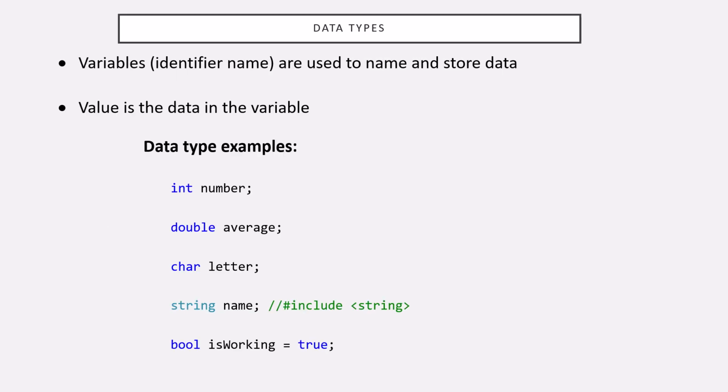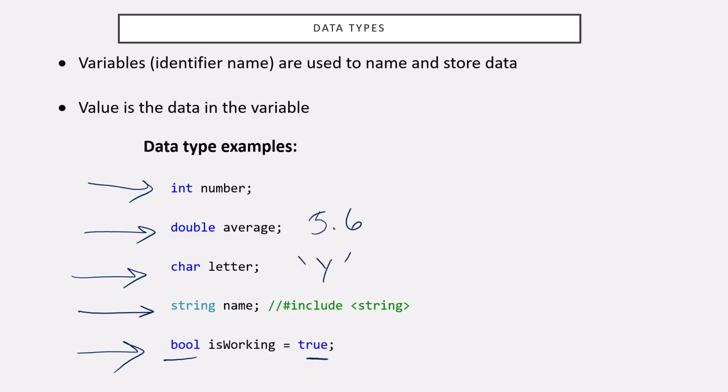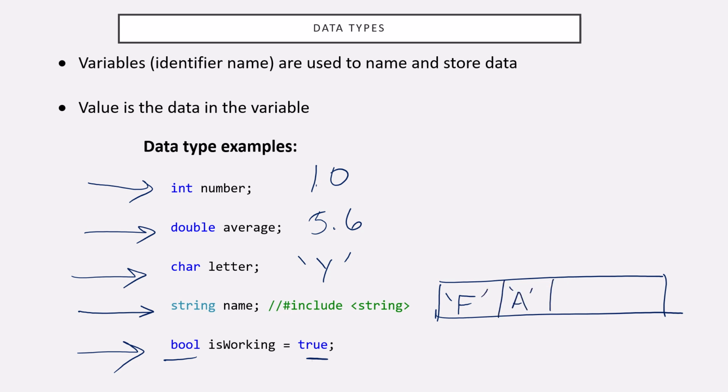And so these again are examples. This is an integer, a double, a character, a string, which is a character array, and the bool type. So this would be your data type. This is saying that it's true. Bools have only two values, true or false. This would be a letter, could be the letter Y. This would be a double, could be 5.6, and a number would be 10 or an integer. And a string here is a character array, like F, A, U, null character.